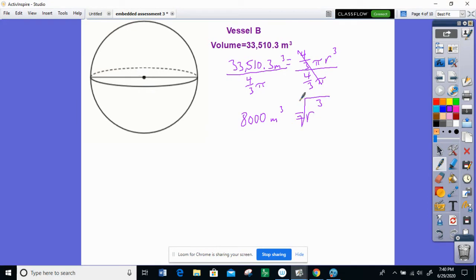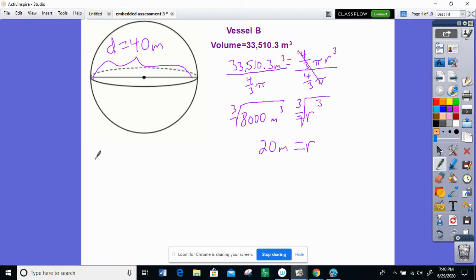And now when we take the cube root of both sides, the cube root of 8,000 comes out to be 20 meters. If you don't believe me, just think about what 2 to the third power is. That's 8. And then multiplying 3 20s together, there would be 3 zeros. So bam, that's why those are there. So if the radius is 20 meters, that means that the whole diameter would be 40 meters.